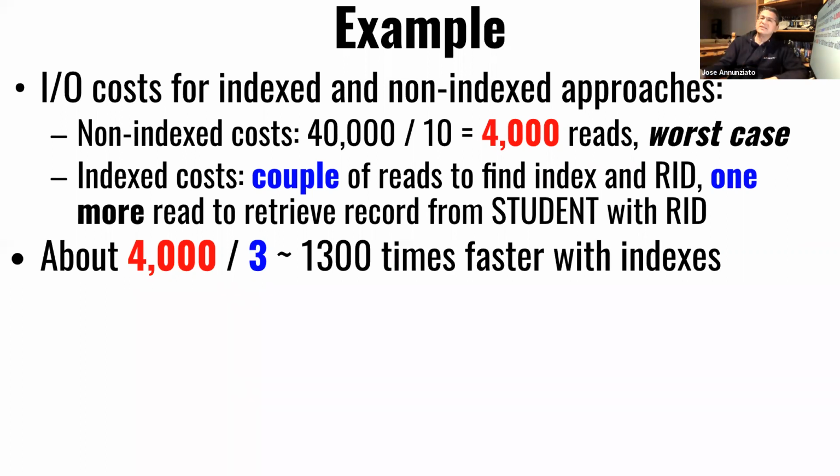So if you're reading the entire table in the worst case scenario, you're looking for a student, and the student is the very last one. So you need to read the entire table into memory. You'll end up doing 4,000 block reads from the file system into memory. So in the worst case scenario, you're doing 4,000 reads.